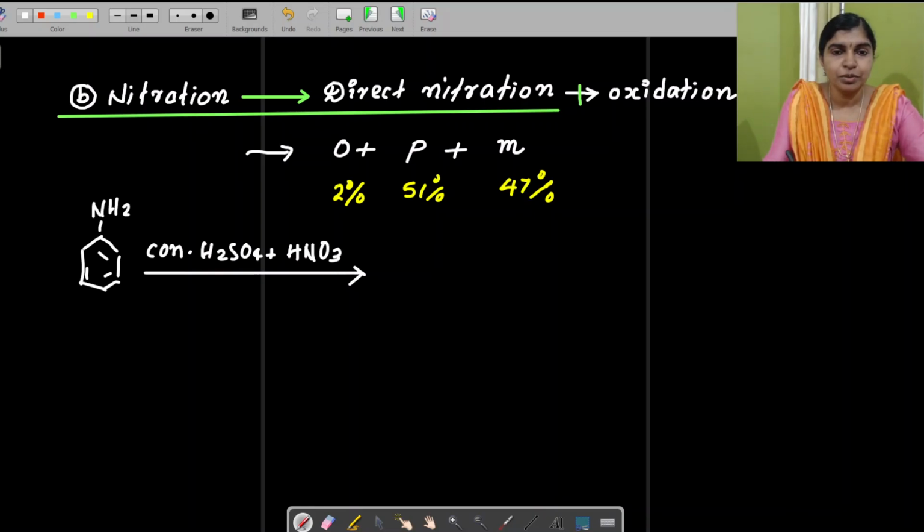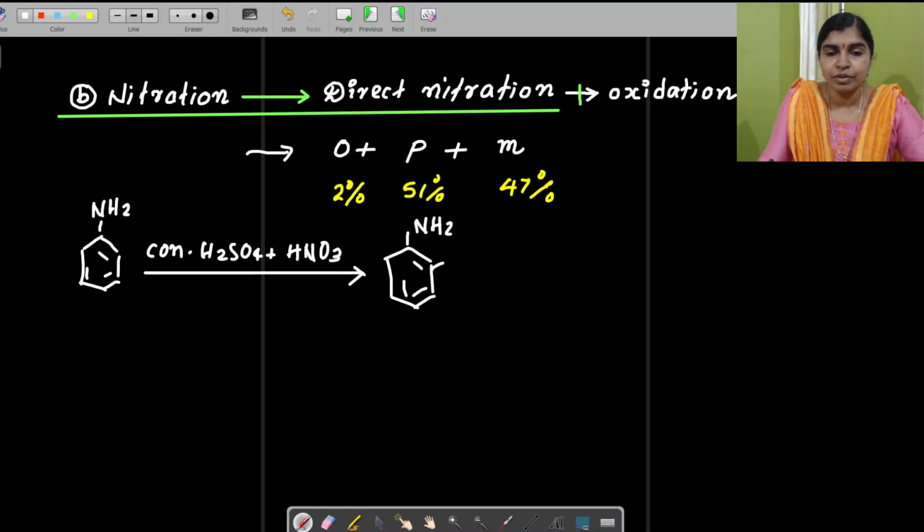HNO3 നമ്മൾ ആഡ് ചെയ്തു. Then you will get 3 products here. That is ortho product, that is 2% only. ഓർത്തോ പ്രോഡക്റ്റ് നമുക്ക് ഇവിടെ കിട്ടുന്നത് വളരെ കുറവാണ്. എത്രയാണ് അതിന്റെ പെർസെൻറ്റേജ്? That is 2% only.